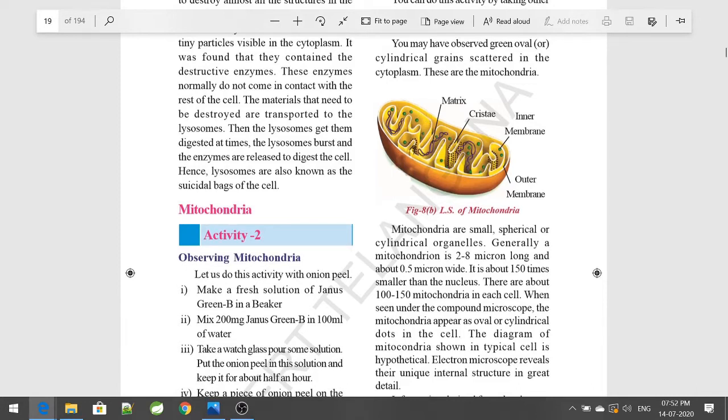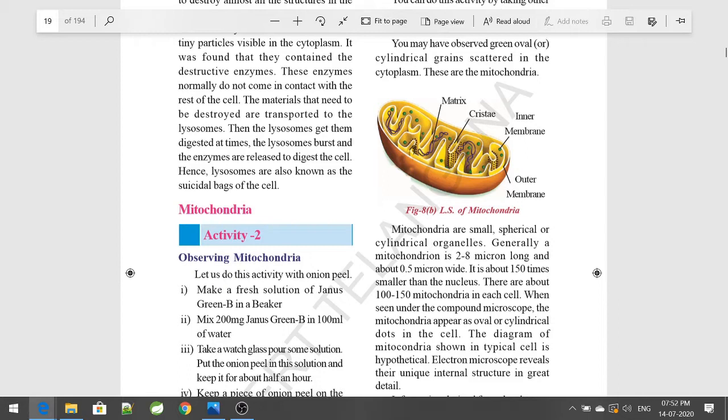They are called the powerhouse of the cell because of this process, because of the study of the mitochondria. So what is present in the LS, meaning longitudinal section? Longitudinally it is cut into two, and inside it is like this. This is called the matrix. These are the cristae, small, you can see here.